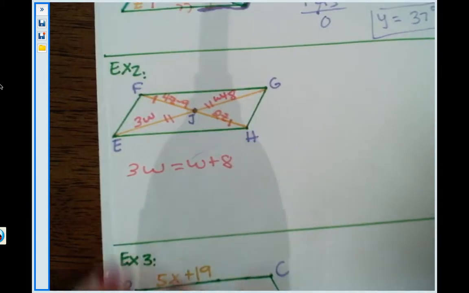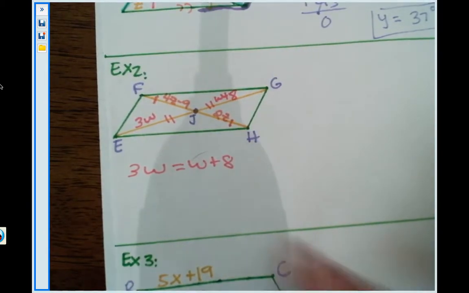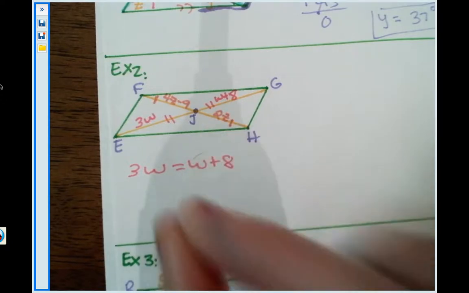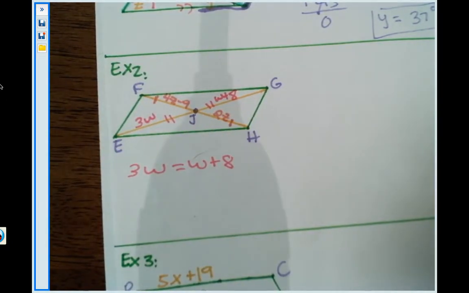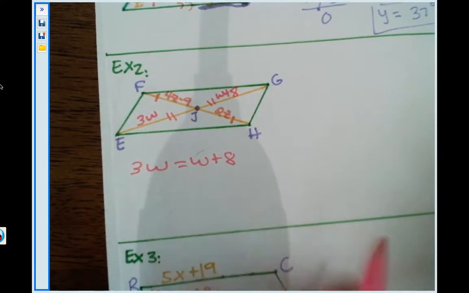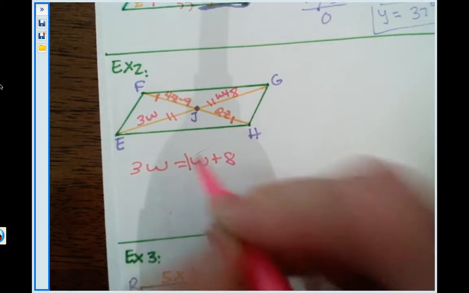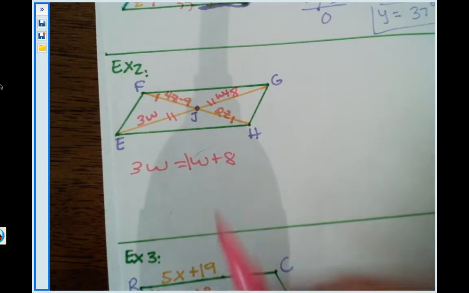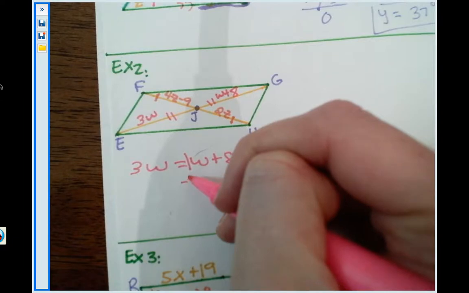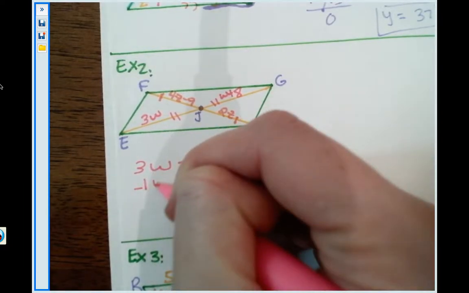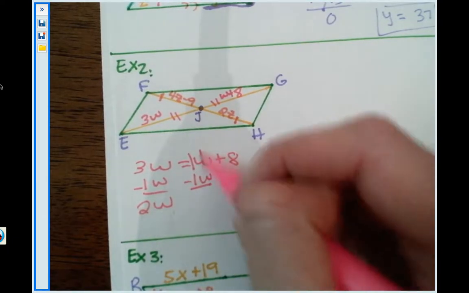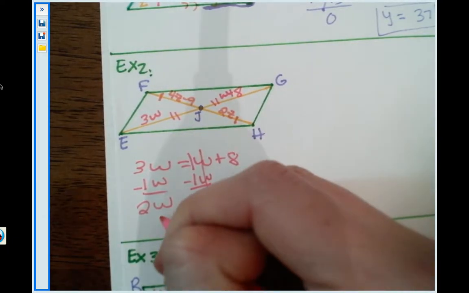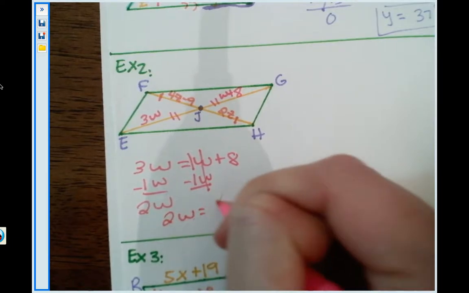Alright, let's get W on one side by itself and solve. So first, we need to combine the W's together because they're besties and they want to be together so badly. I'm going to bring my W to the other side, which has secretly a 1 out in front of that W. The way I bring a positive W to the other side is by subtracting that thing on both sides. Bam. So 3W minus W is 2W, and these cancel each other out. So we have 2W equals 8.